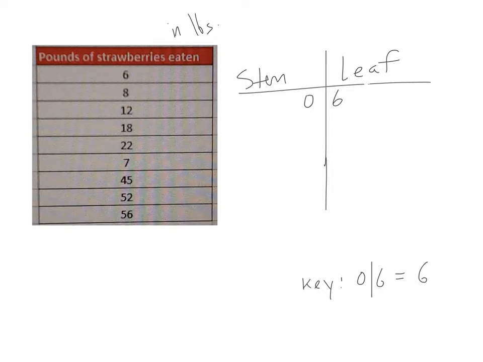So for 8, we already have a stem of 0 in the tens place. So now we're going to do an 8. And now to 12. Awesome. New stem at 1 and 2. If 0, line 6 is 6, then 1, line 2 represents 12. And then we got 18. Same stem as up here with 12. And then we got 22, so 2 and 2.